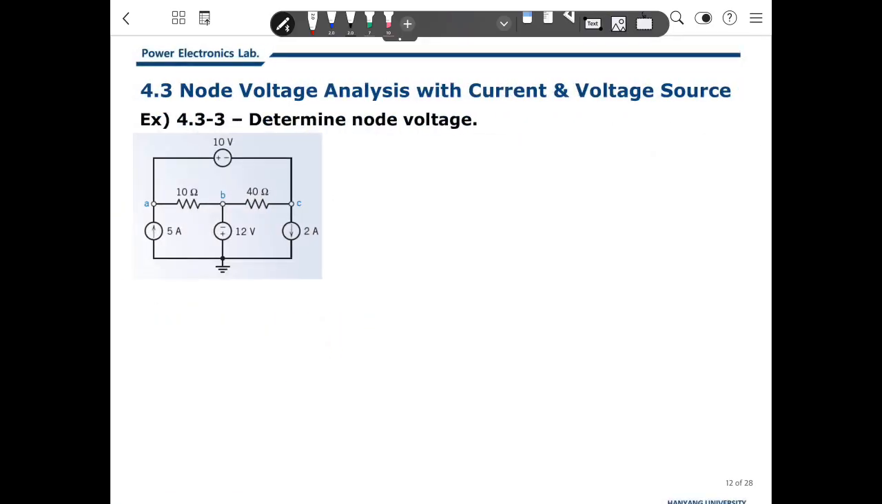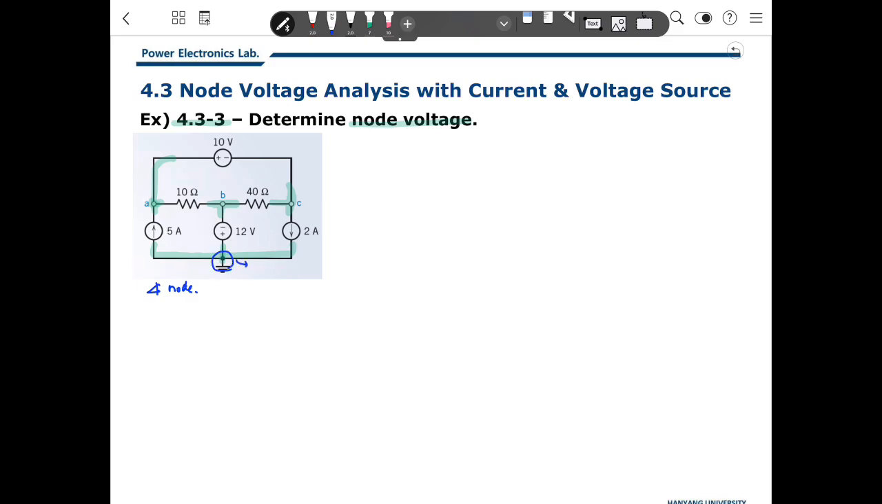This is another node voltage analysis with current and voltage source. The example is 3.4.3. So also they require the node voltage here. So we need to check it. It's very simple. It's not difficult. So at first we need to analyze the node status. Maybe there will be one node here, right? And this will be a node. This is one node. And this will be another node. So there will be 4 nodes.